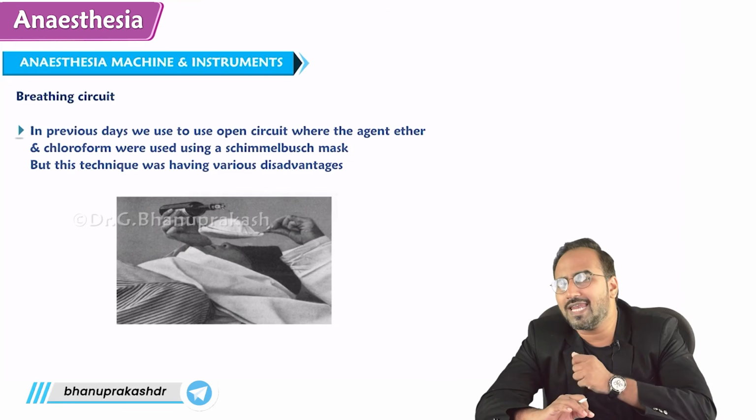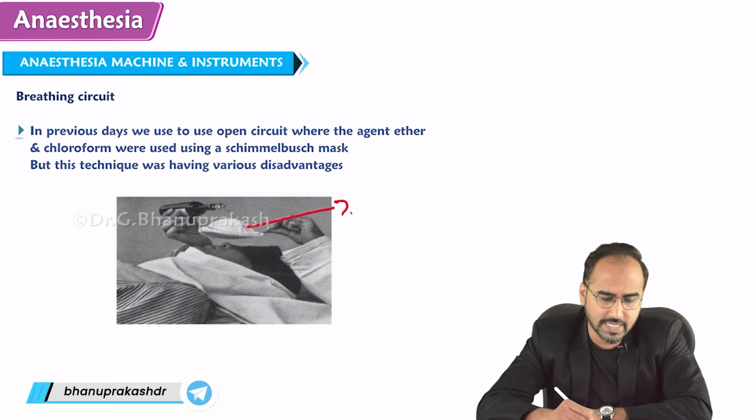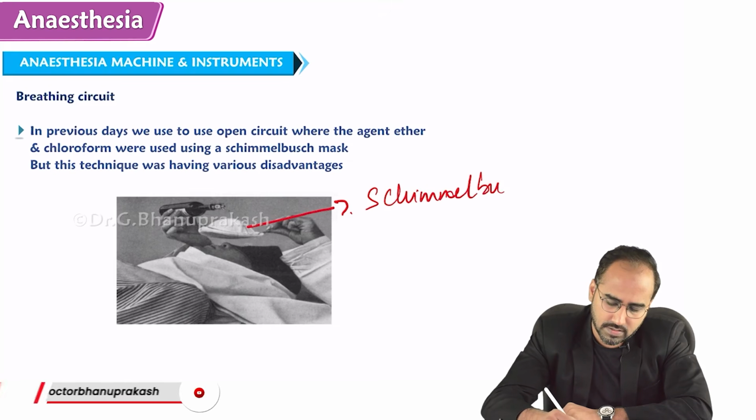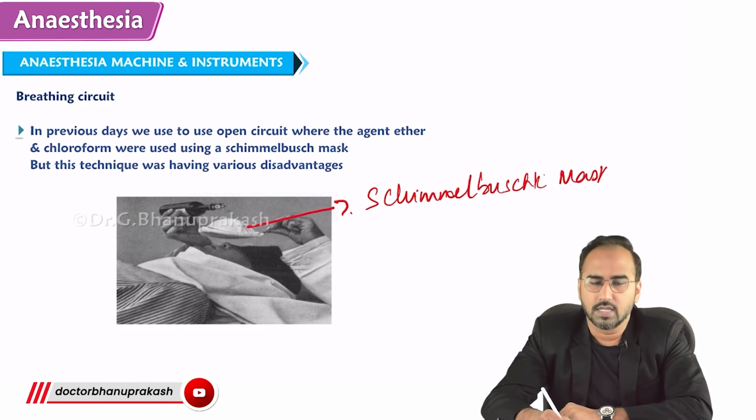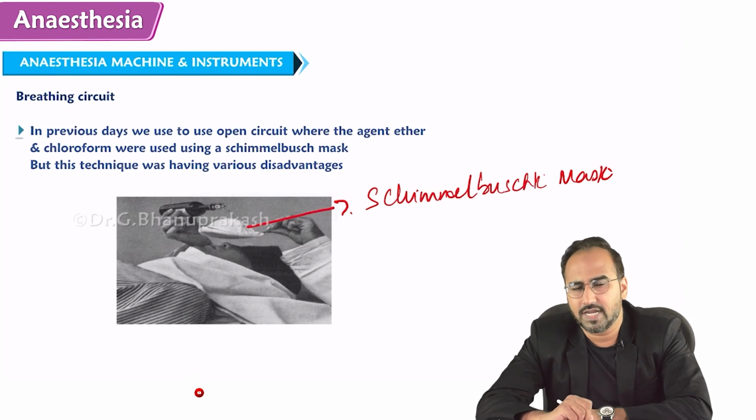Morton used to carry a mask with him. It was called the Schimmelbusch mask. Which mask, guys? Schimmelbusch mask. Morton used to carry this Schimmelbusch mask with him.